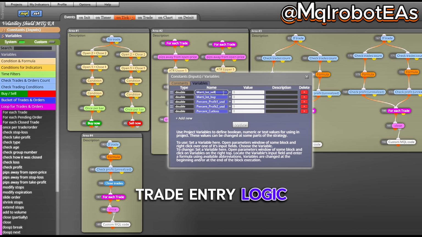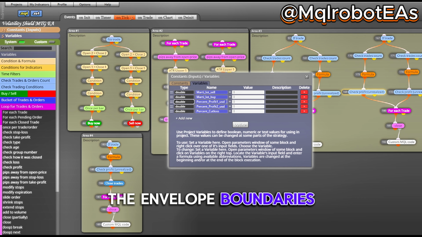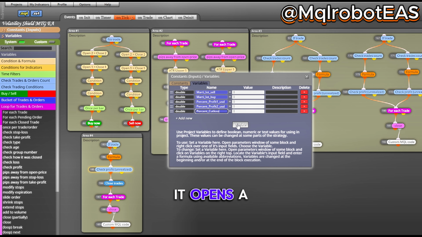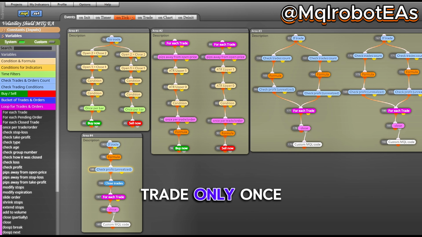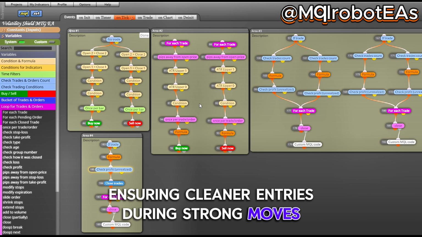Trade entry logic. The EA looks for price to break out beyond the envelope boundaries while confirming the signal with MACD momentum. It opens a buy or sell trade only once per bar, ensuring cleaner entries during strong moves.